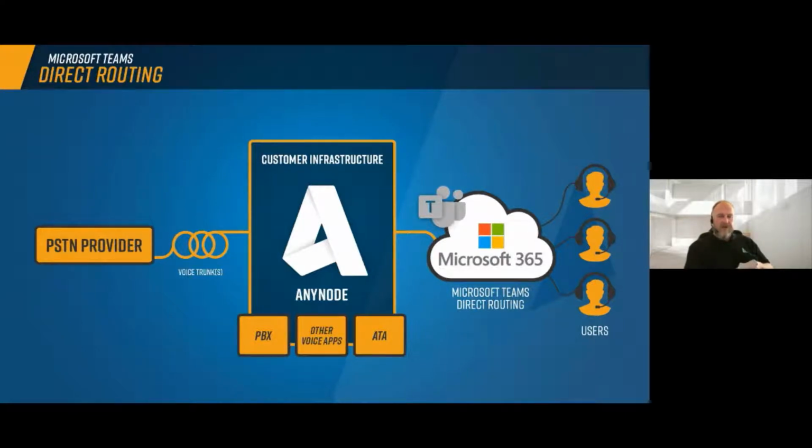even in those scenarios. The second problematic component is, of course, the external network with its quality characteristics like packet loss, latency, jitter, and stuff like that. Anynode's SBC functionality, together with its support of the various Microsoft direct routing media models, will help you to achieve the best media quality possible.